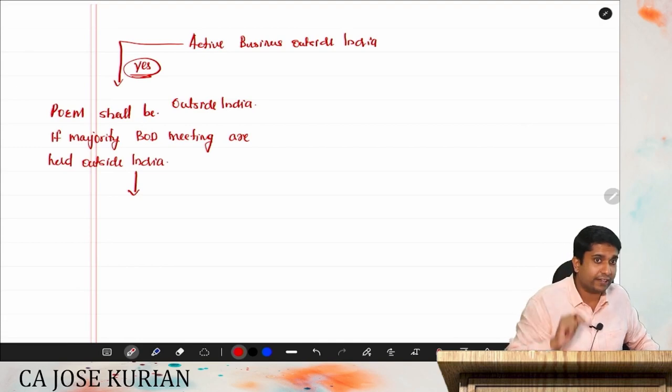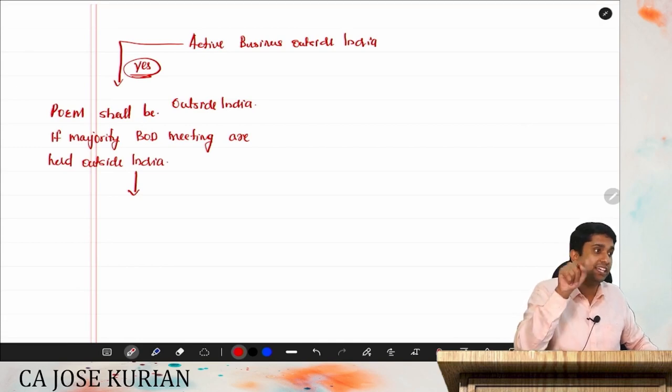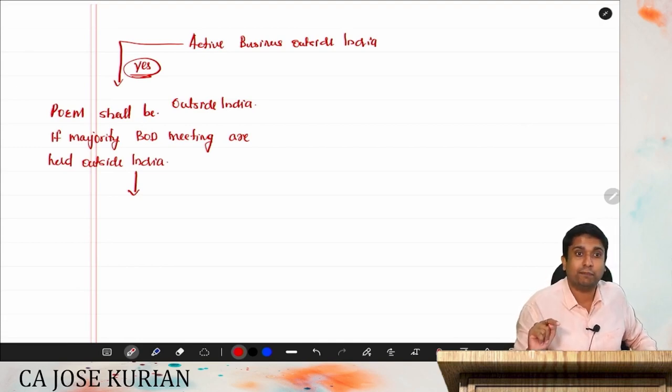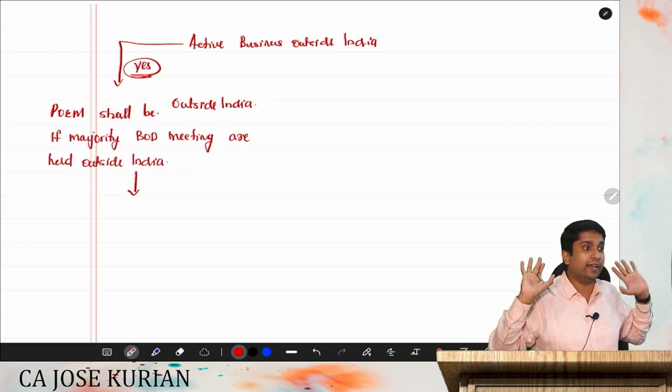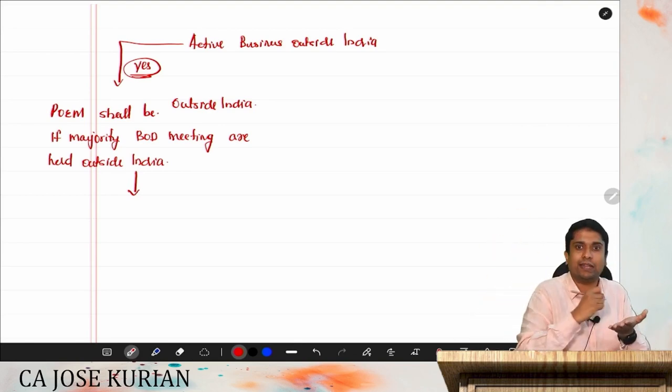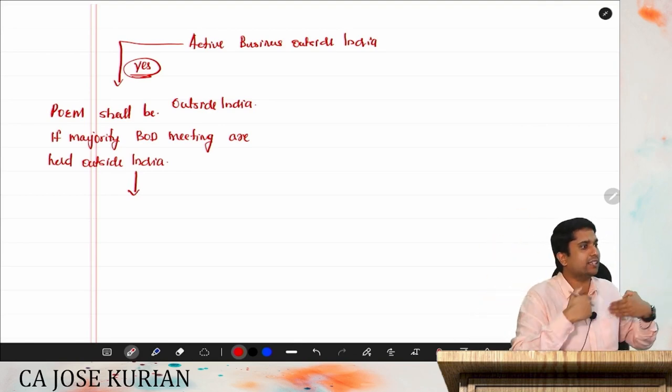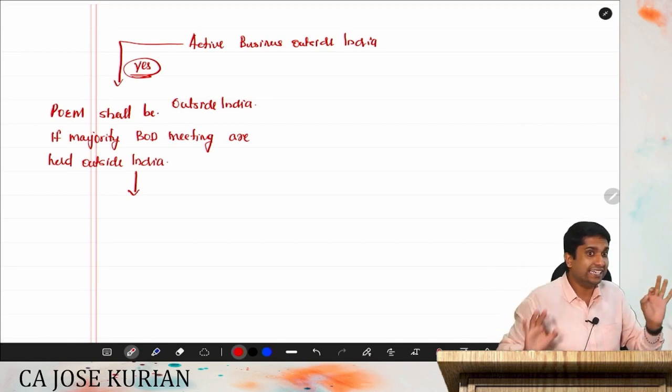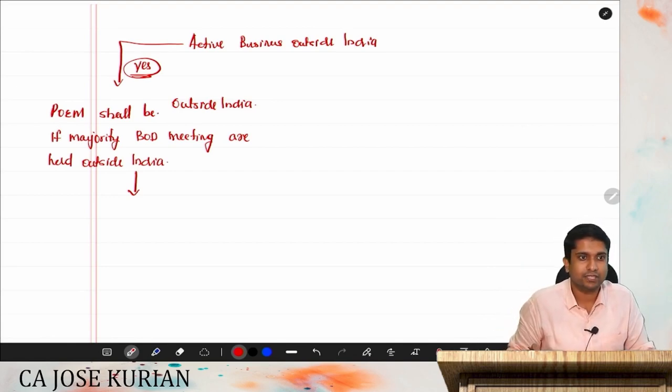And you have to be very careful. Say majority board meetings are in Singapore. We are not supposed to say place of effective management is in Singapore. We must say place of effective management is outside India, because we cannot determine Singapore's thing in the Income Tax Act. We can only say POEM is in India or outside India. Never write a country's name. Are you all with me?